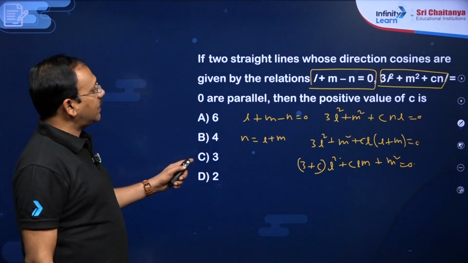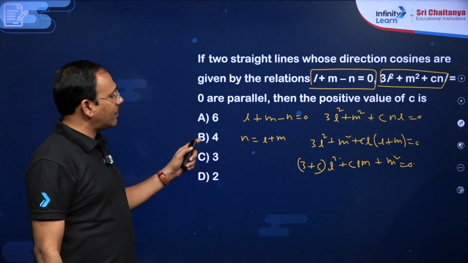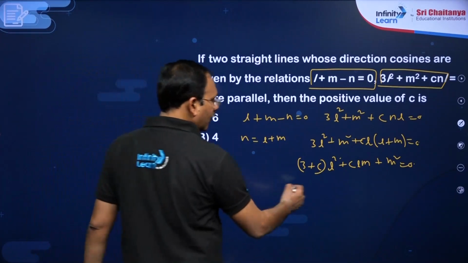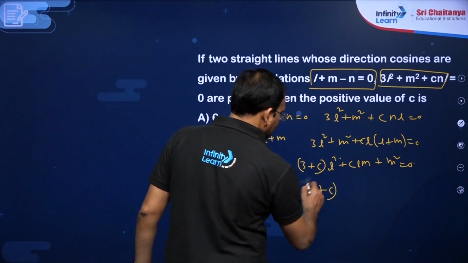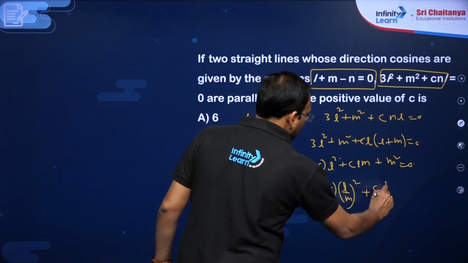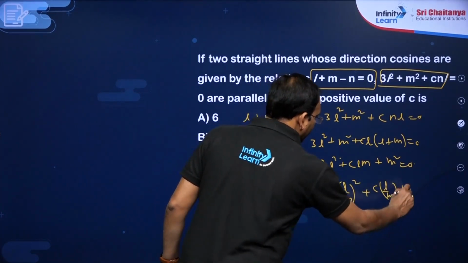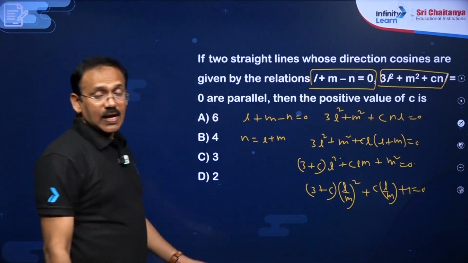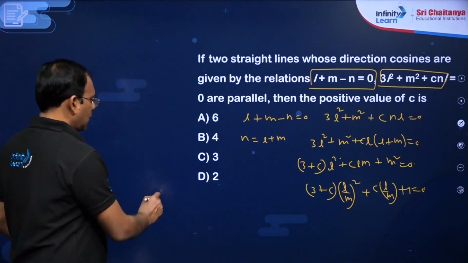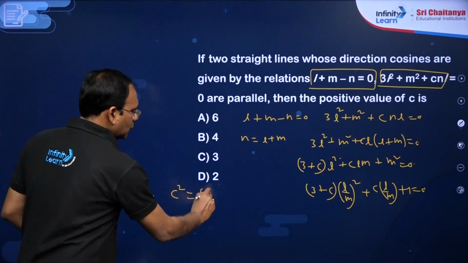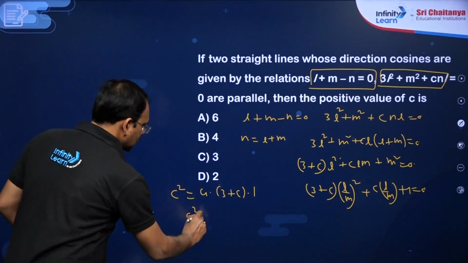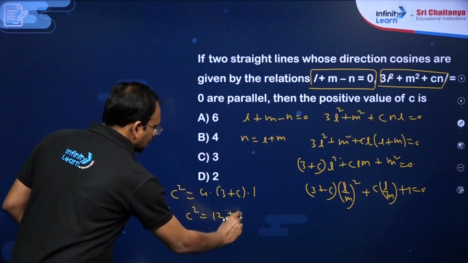So, from this, dear students, I can say here L by M value you have to find out, okay. Given the two straight lines whose direction cosines are given by this relation, means L1 by M1 is equal to L2 by M2. You see, if you divide with M square, (3 plus C) into (L by M) whole square plus C into (L by M) plus 1 equal to 0. So, it will have two roots, L1 by M1, L2 by M2, they must be equal. If roots are equal, B square is equal to 4AC. That means C square is equal to 12 plus 4C.